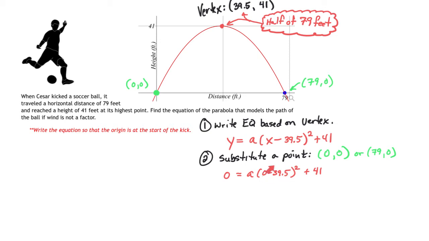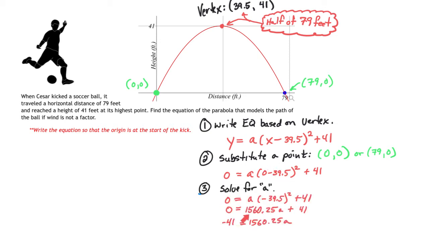And if I square that, then I need to try to go about solving it for a. When I square that, I'll get 1,560.25 after squaring this negative 39.5. Then it says plus 41 equals 0. So if I cancel my 41 by subtracting it from both sides, then I'll have this brought over to this side and get negative 41 equals 1,560.25a. And then your last step will be to get the a by itself by dividing by whatever you got in here, in this case, this number here, to both sides.